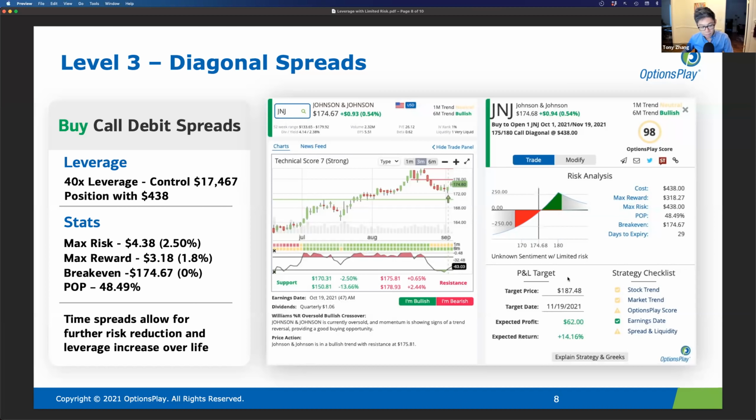But let's go back to this, right? So total risk here is $4.38. So this is in between the call option and the debit spread. We're risking $4.38. That's about 2.5% of the stock's value.